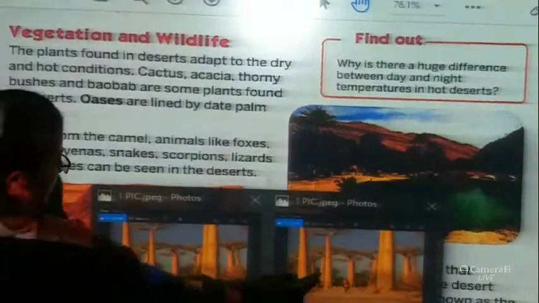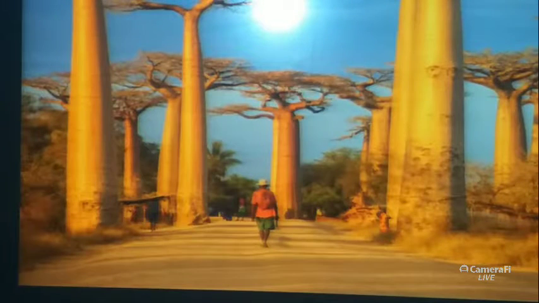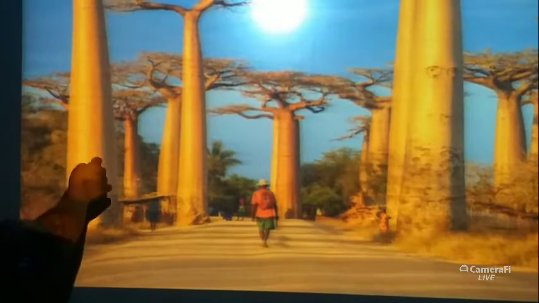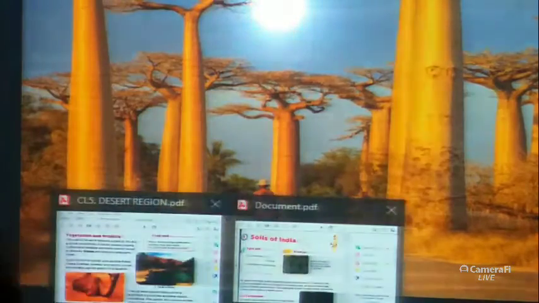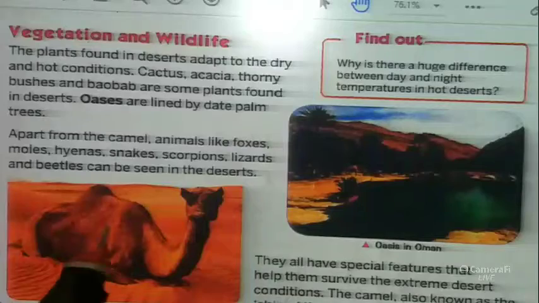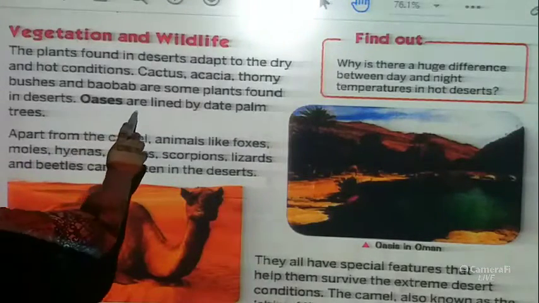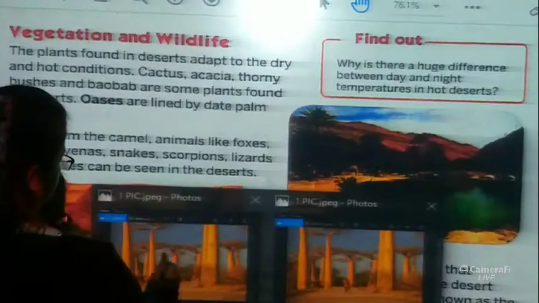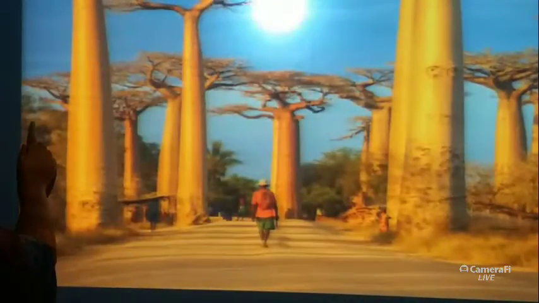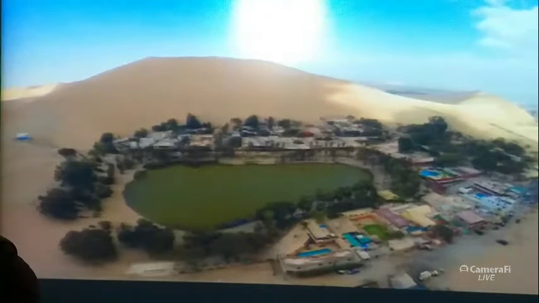Let us see the baobab. This is what it is, children. This is the tree, baobab. This is known as the baobab. This is hollow inside and it stores water. Oases are lined by the date palm. Now let us see the oasis. See, this is the oasis. And the civilization is around the oasis.